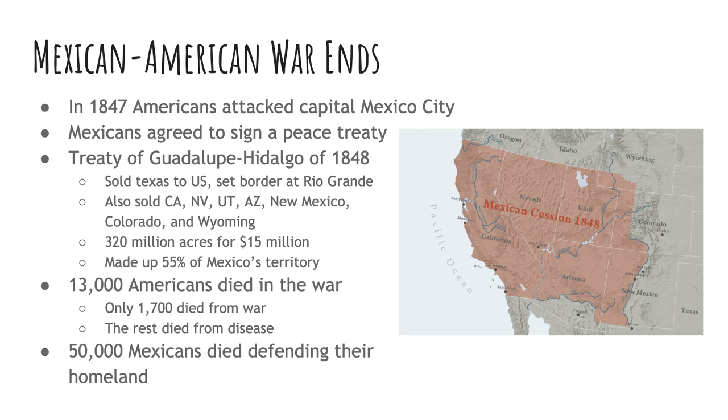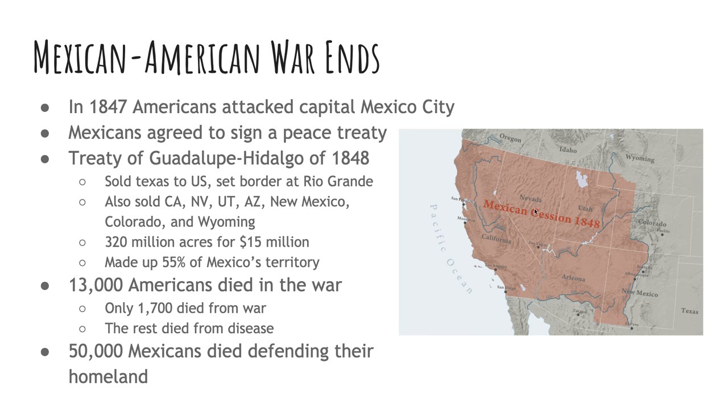In 1847, Americans attacked the capital in Mexico City. And when this happens, it's almost always going to end the war because that country is not going to want to give up their capital. It's kind of like if a country would come to Washington, D.C. and attack us, it's kind of a big threat to that country. So because of this, Mexicans agreed to sign a peace treaty, and that treaty was the Treaty of Guadalupe Hidalgo in 1848. And what happened here was that the Mexican-American War ended, and it had a lot of consequences.